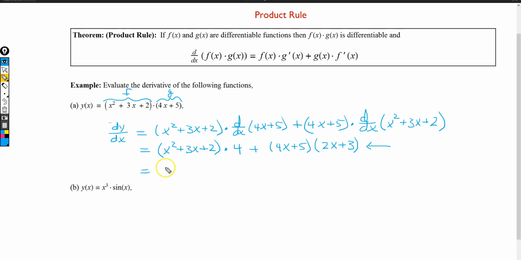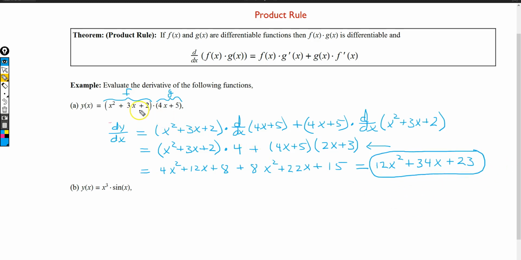So in this case, this would simplify as, and then foiling this out, we're going to get 8x squared, 12x plus 10x, and plus 15. And then all of that would simplify out to 12x squared, 22 and 12, 34x, plus 15 and 8, 23. And there is our answer.